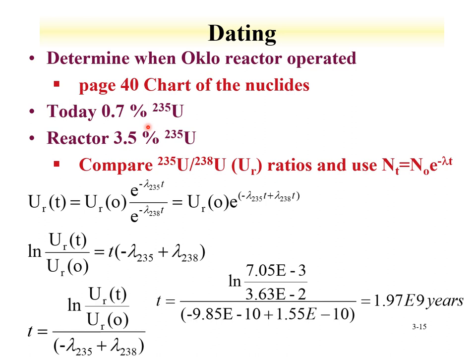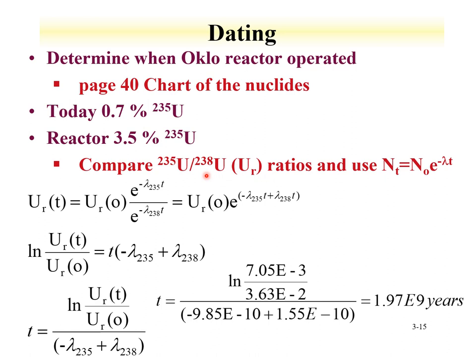So let's compare the 235 to 238, and we'll call it the uranium ratio, and use our regular decay equation. So we need to just set up the ratios. The ratio of uranium today is equal to the initial ratio times, we have to take the decay constants for the 235 and the 238, since we're using a ratio of 235 and 238. The time is the same. Let's rearrange this equation so that the ratio today over the amount at time zero is just equal to e to the minus lambda 235 times t plus lambda 238 times t.